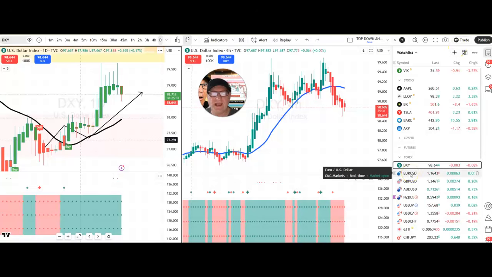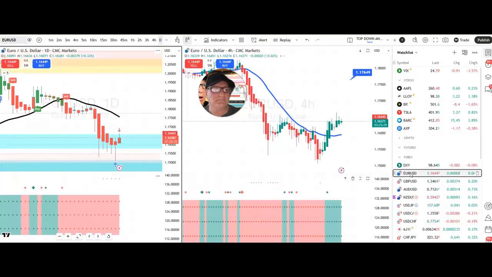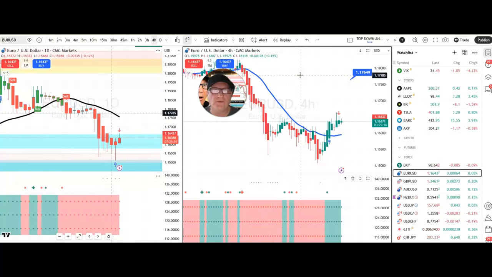Because the DXY is mixed, you're going to find that the euro dollar is mixed. Okay, so the euro dollar has been selling off in the last month or so. And we can see that clearly on the 4-hour chart and the daily chart. And all you're looking to do is for both charts to synchronize with each other so that you can get into the position of the profits.